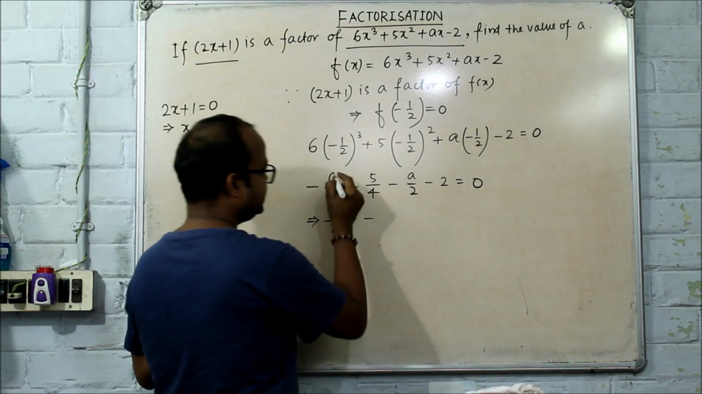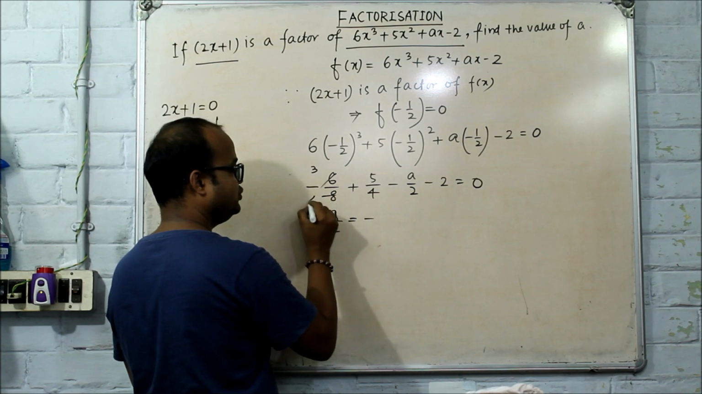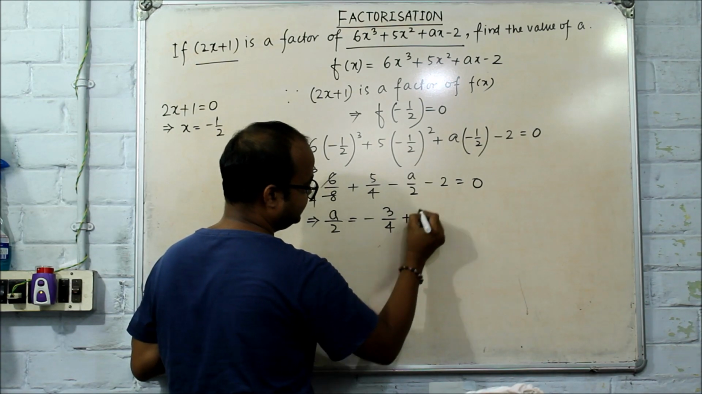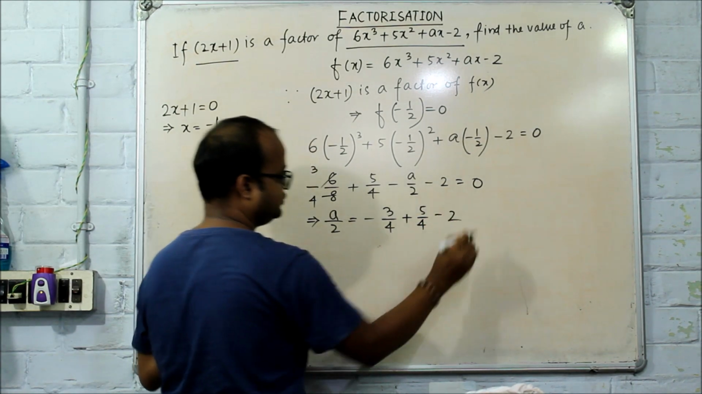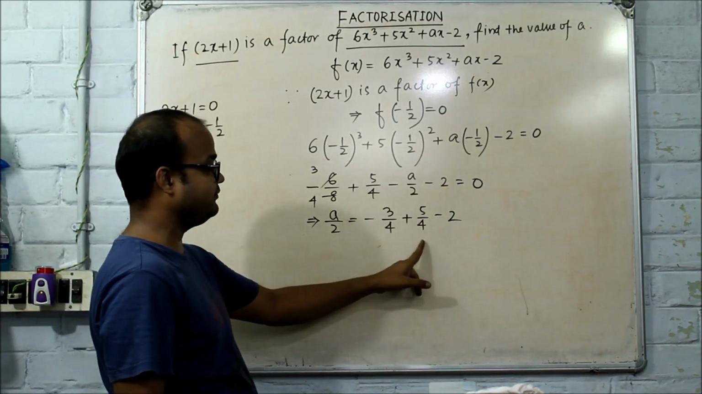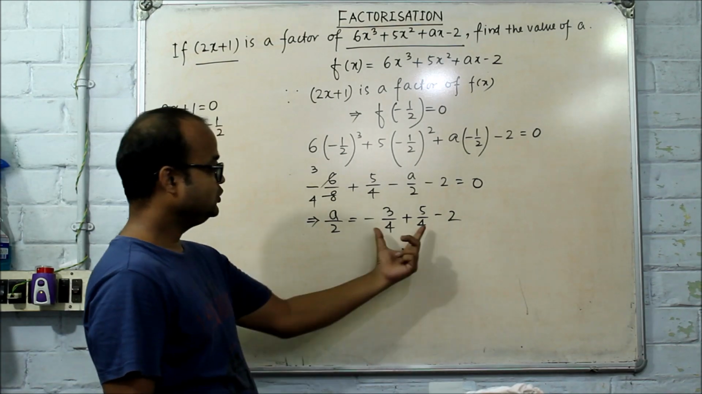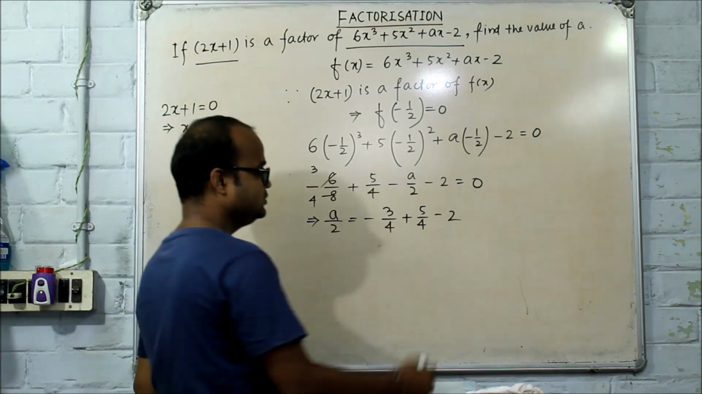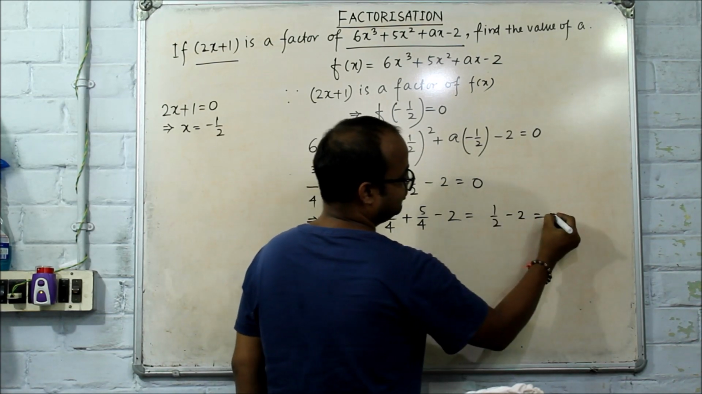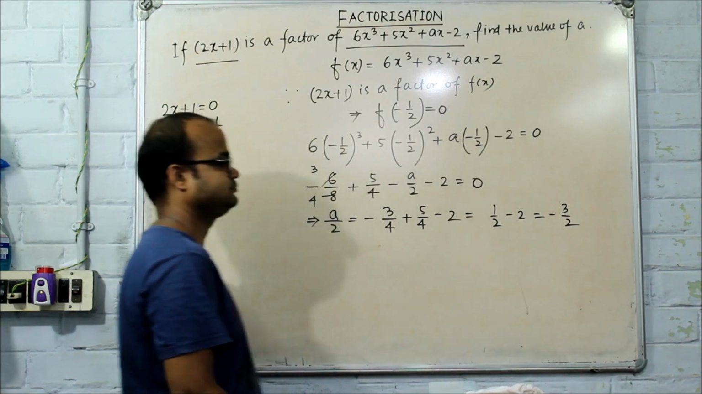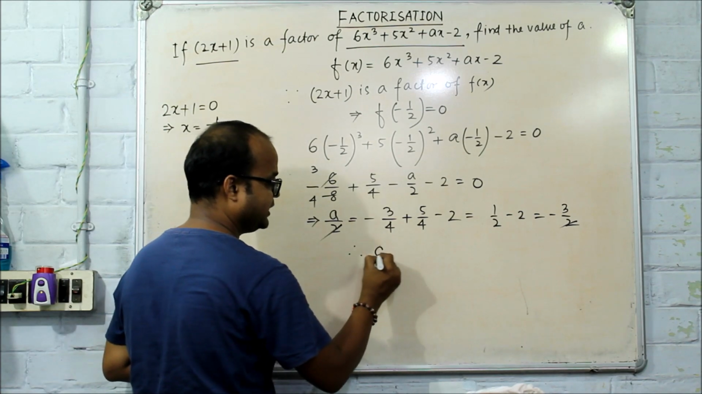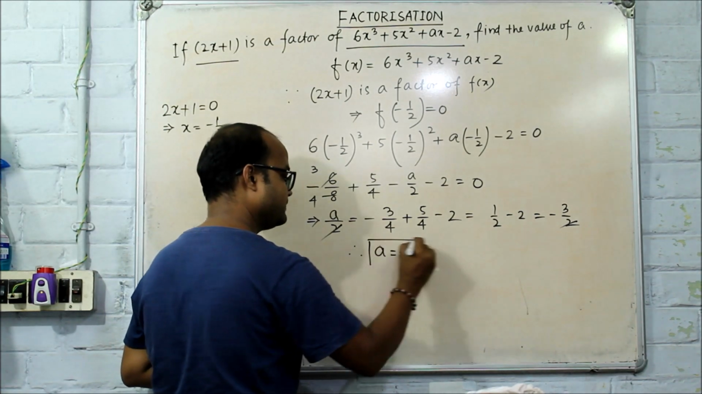So minus 6 by 8, if you simplify, 2 3s are 6, 2 4s are 8, so minus 3 by 4 plus 5 by 4 minus 2. Now, minus 3 by 4 plus 5 by 4 is equal to 2 by 4. 2 by 4 means 1 by 2. So here we write 1 by 2 minus 2, so it is equal to minus 3 by 2. Now these 2 and these 2 will get cancelled. Therefore we will get a is equal to minus 3.